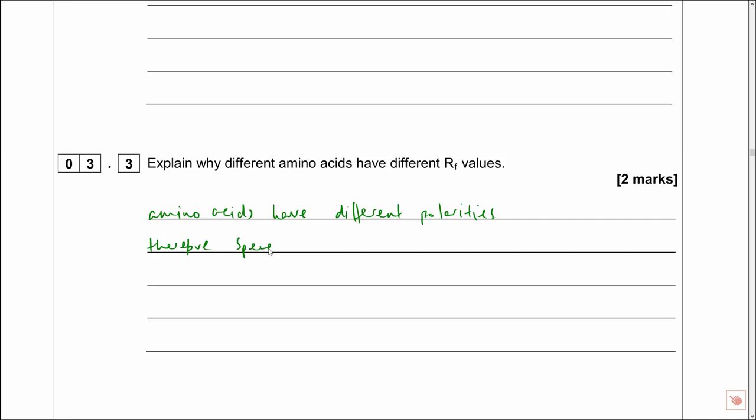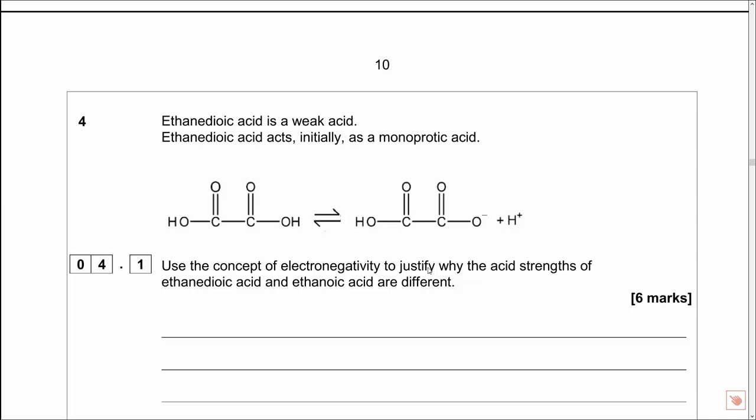Therefore, they spend different amounts of time in the stationary phase, I guess, due to different retentions. You could talk about solubility as well, that depending on polarity depends on how soluble they would be. So some may be less soluble than others, therefore they would maybe pass through slower. Same principle, all based around polarities really, and how that changes the physical properties of the amino acids in this case. Question four, and then we've got question five, and then we're on to multiple choice.